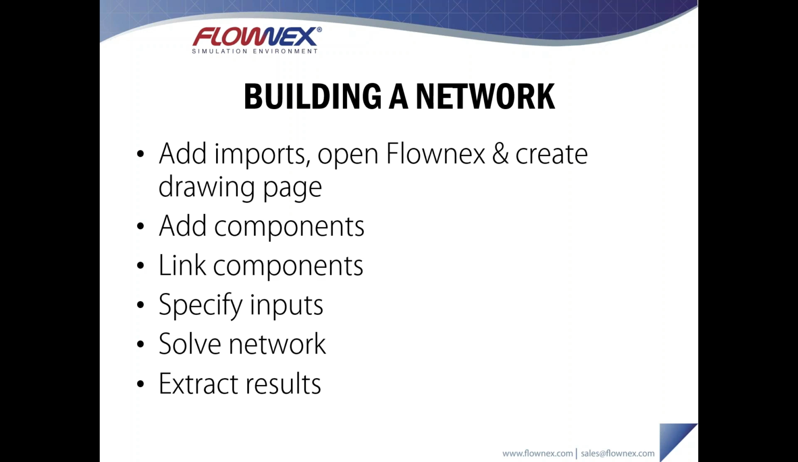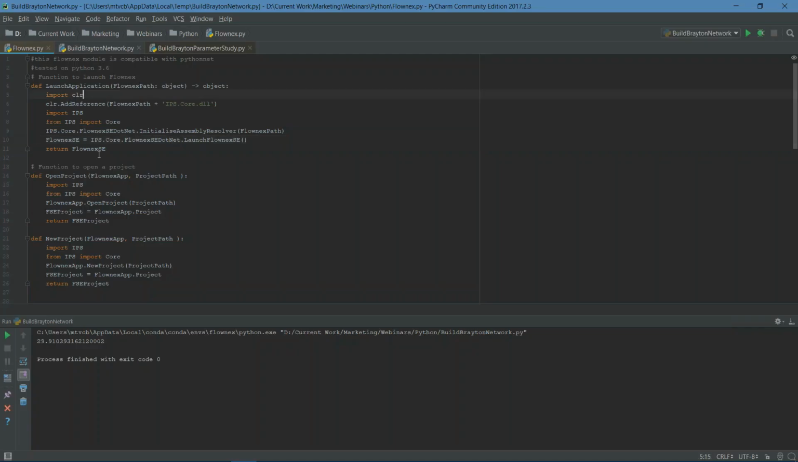We're going to add components to that drawing page, link the components, and then specify inputs. Just as a small nuance, we're always looking to link components before specifying inputs. I'm not sure if you've noticed this, but as you link components in Flownex, the input options on those components change. So it's just important to link before specifying inputs. Next, we're going to solve the network, save it, and then extract some results. So let's jump across to the code, and we can start looking at some of that information.